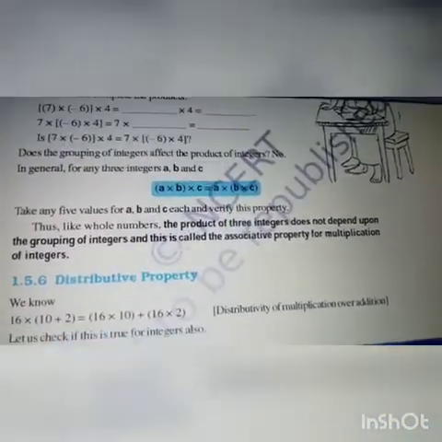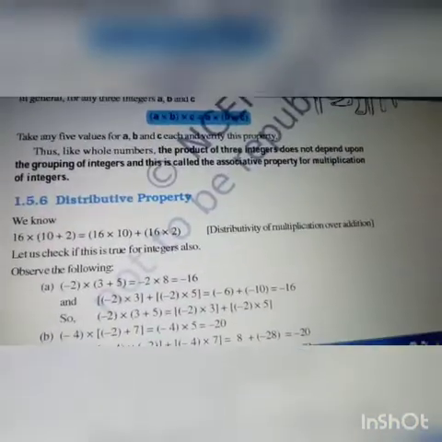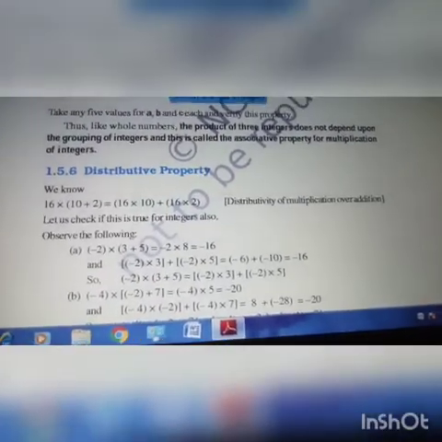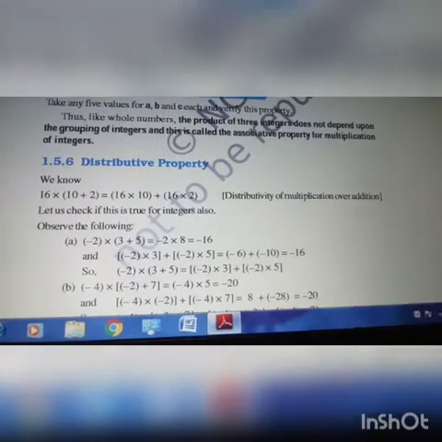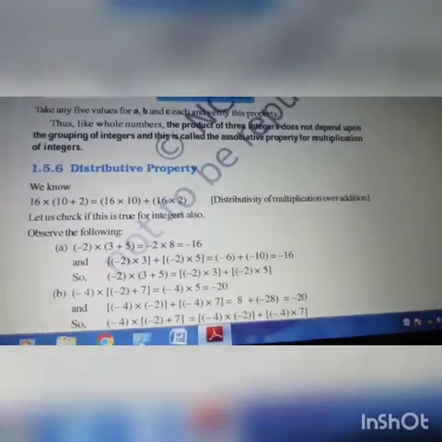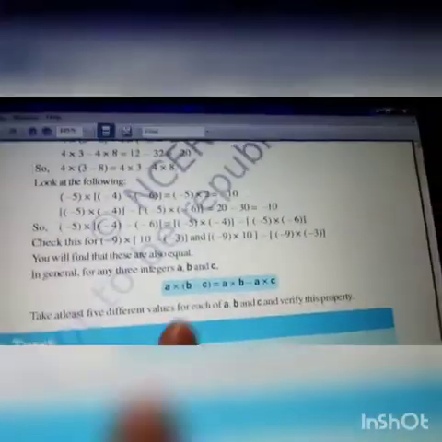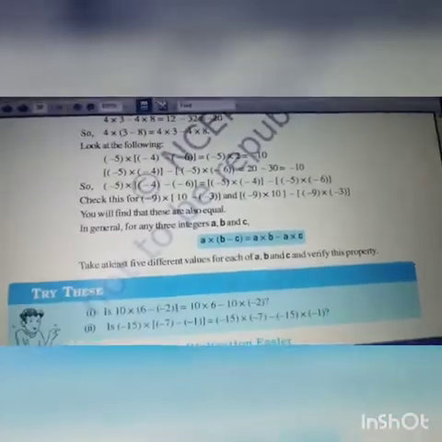Next, distributive property. In the distributive property you will use 3 integers, but 2 operations. a into (b plus c) equal to a into b plus a into c. Next, a into (b minus c) equal to a into b minus a into c. See, this is one of the properties. Next, this is another distributive property.